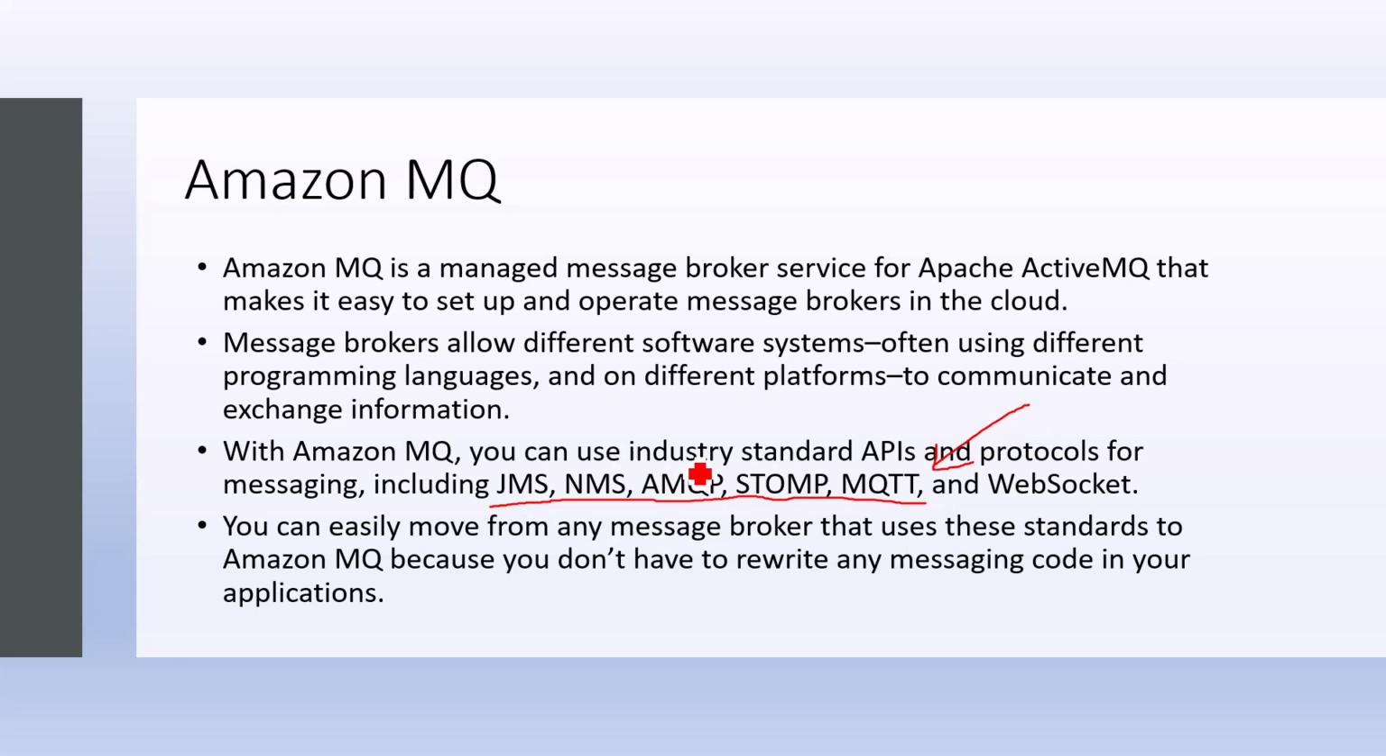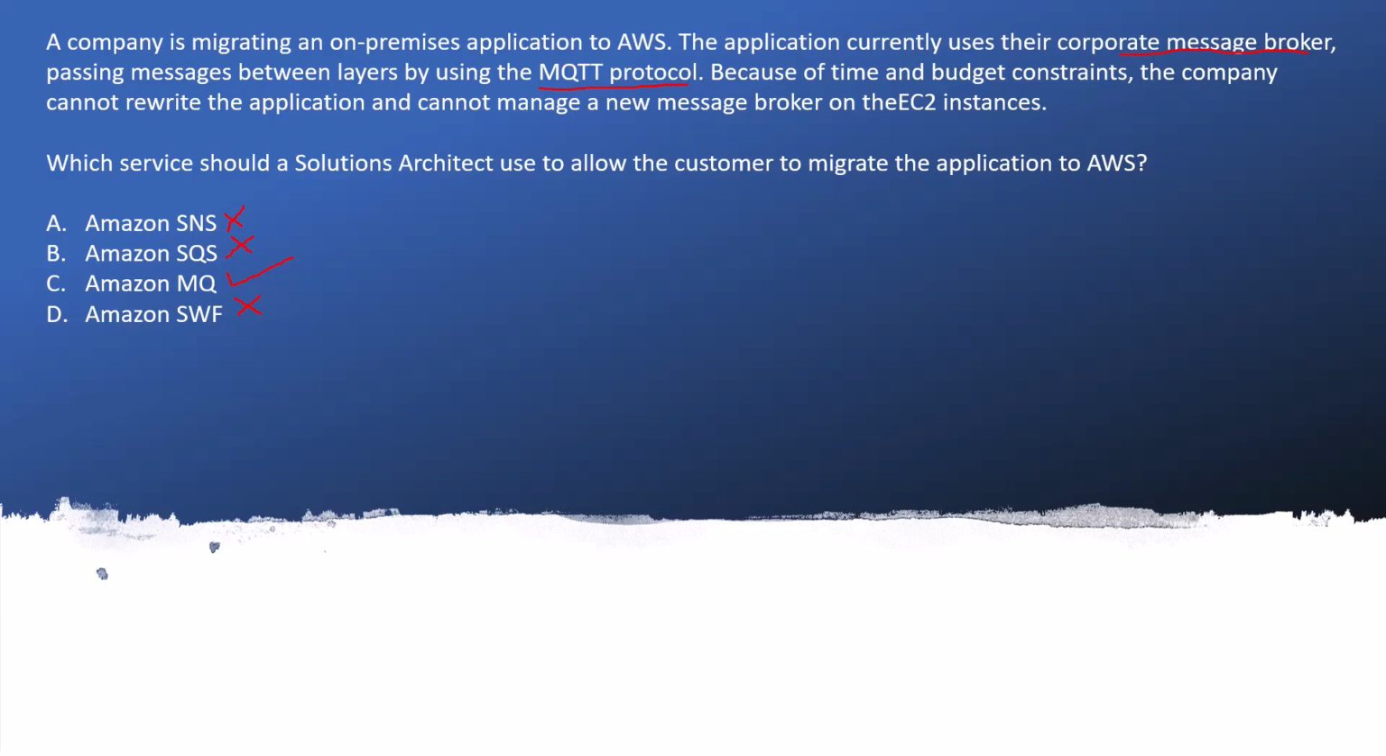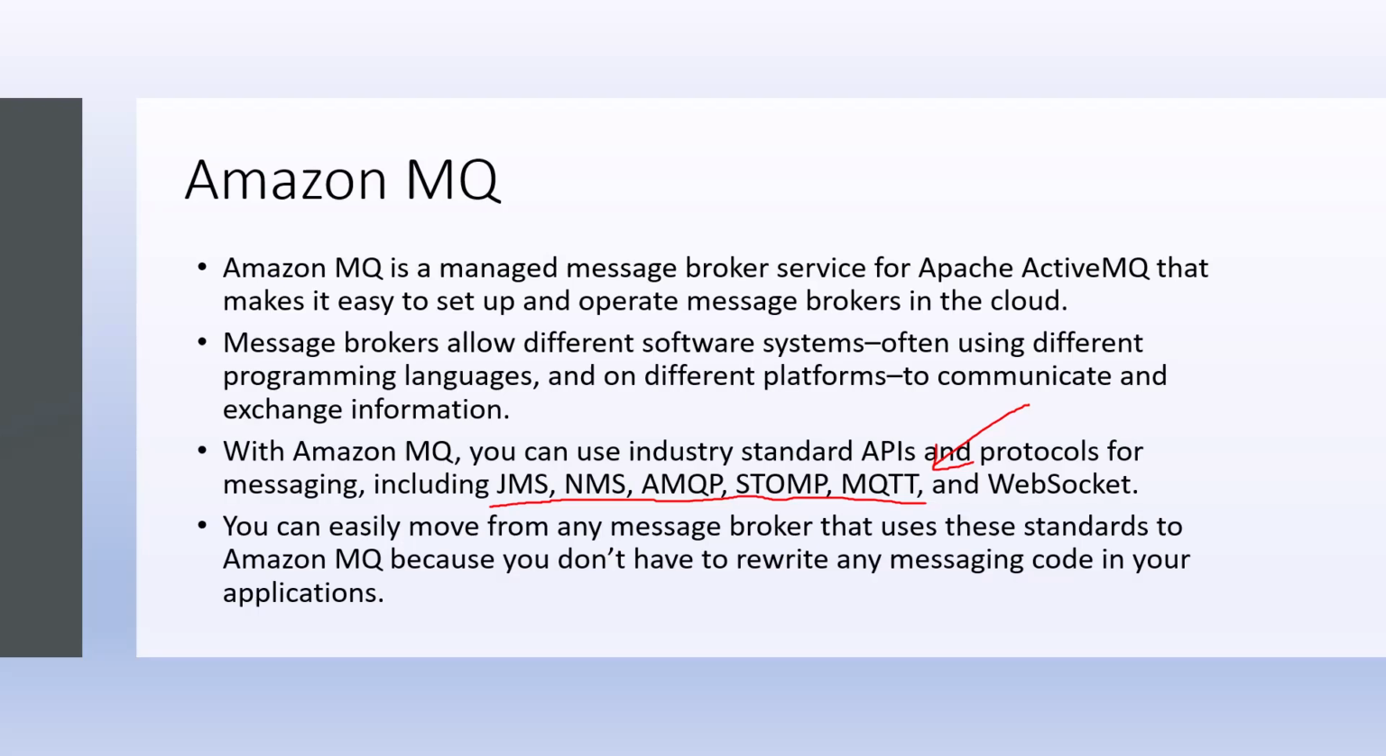So even if the JMS or NMS protocol is given in the question with just some modification, go for Amazon MQ because it provides support for all these protocols. You can easily move from any message broker that uses these standards to Amazon MQ because you don't have to rewrite any messaging code in your application. In the question, it said the company cannot manage a new message broker on EC2 because of time or budget constraints, and this fulfills all these requirements. It supports MQTT, you don't need to rewrite the messaging code, and the existing corporate message broker will work.